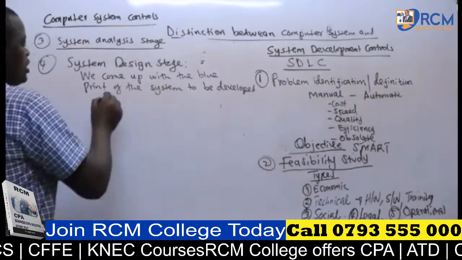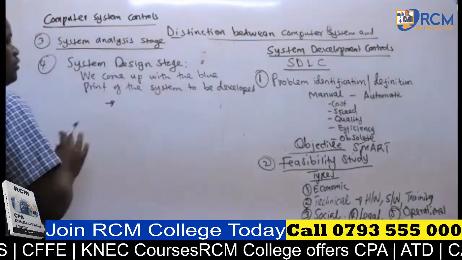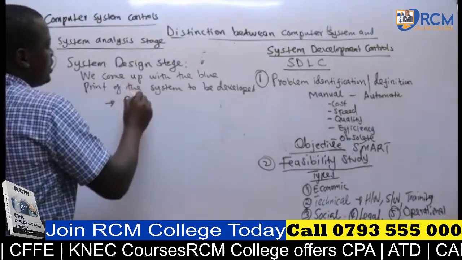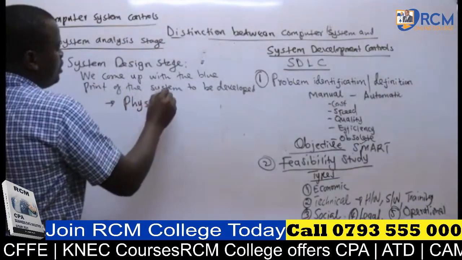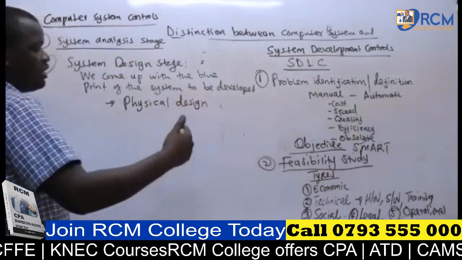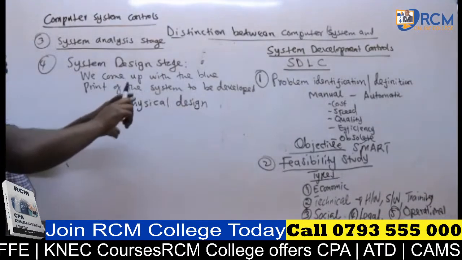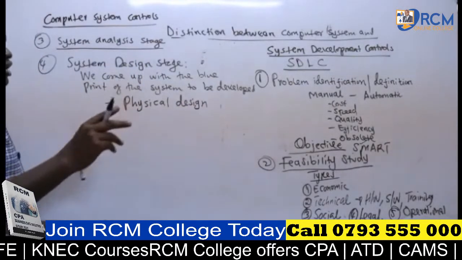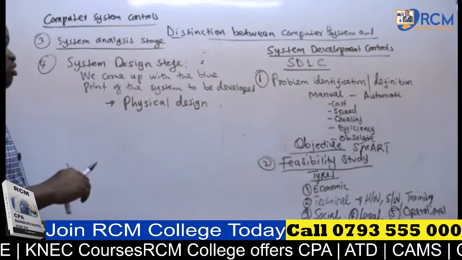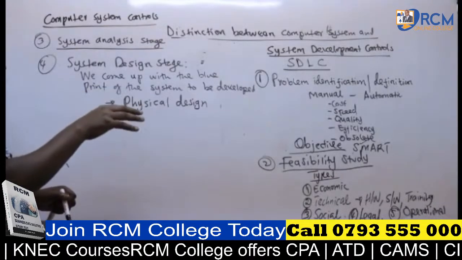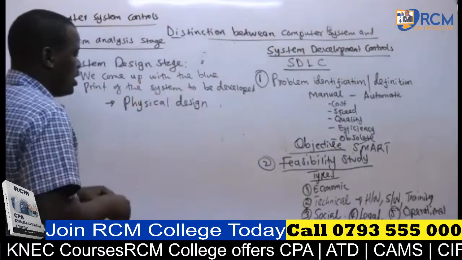On this particular stage, there are normally two forms of the design taken into consideration. There is what we call the physical design. The physical design gives a description on how the system will physically look, maybe the structure. How will the structure of that particular system look like? What will be some of the physical components used in that particular system?